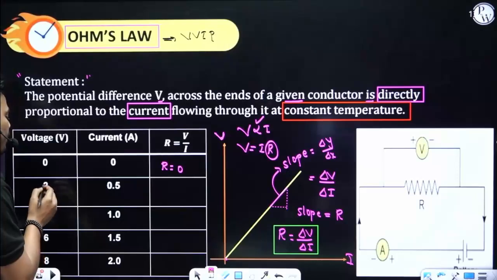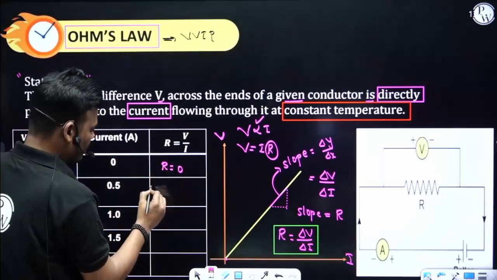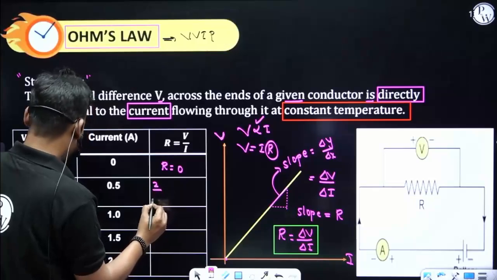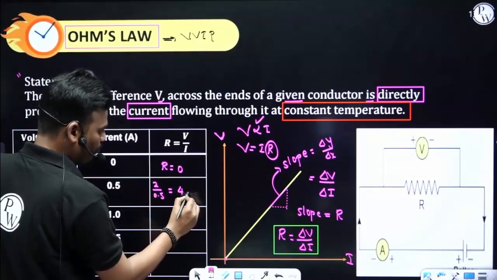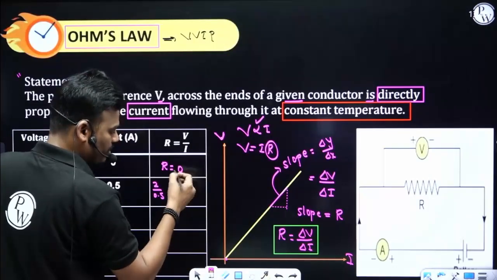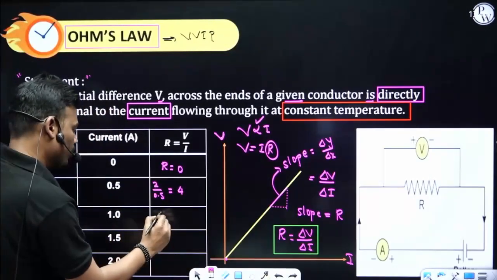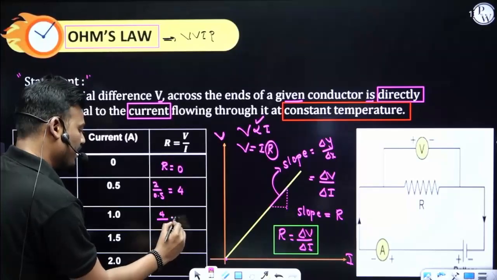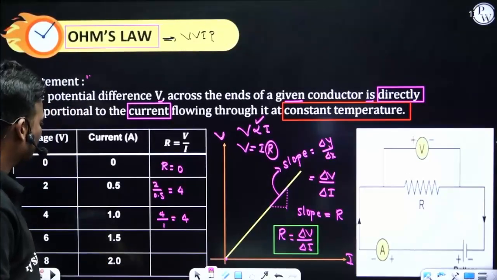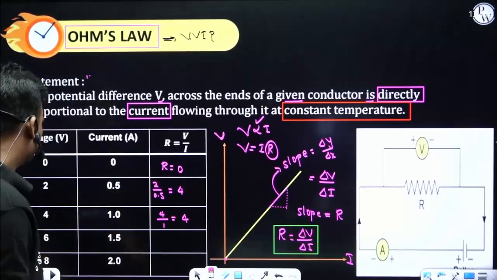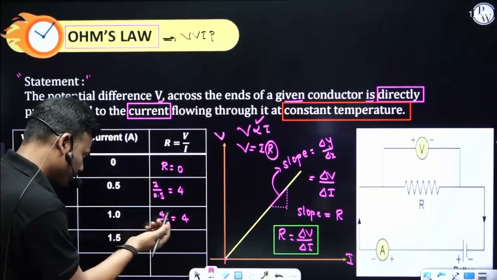If potential difference is 2 and current is 0.5, then 2 divided by 0.5 is going to be 4. I don't know what the SI unit is, we will see that. Next, potential difference 4 and current 1. Therefore, it is 4 only. Yes, 4.